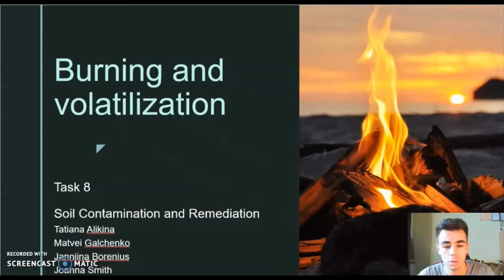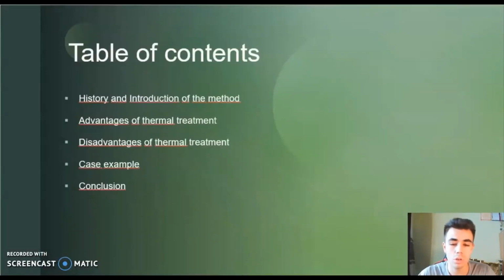Today we are going to talk about such a remediation method as burn-in and volatilization, and this is our group. Our group is going to present first of all the history and introduction of the method. Then we're going to talk about advantages of thermal treatment and disadvantages of thermal treatment. Then we're going to provide a case example and the conclusion about our method.